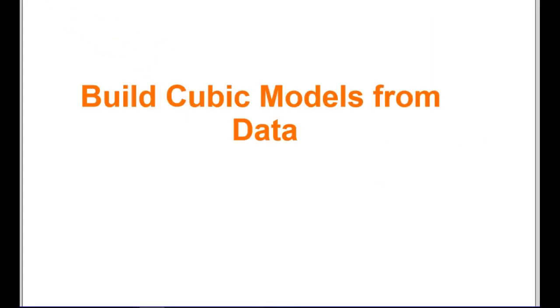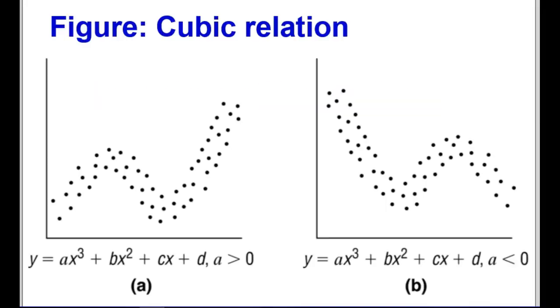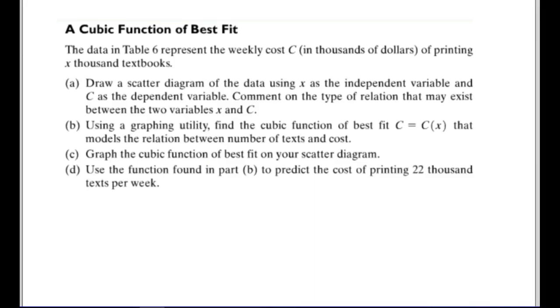So now here's our last learning target. We're going to be building cubic models from data. Okay, so a cubic relation is where I have my degree of 3. So this is kind of what I'm looking like. So when A, right, and we always want to deal with A. When A is positive, I start at the bottom and go up. When A is negative, I start up, I have some turning points, and I go down. Those are the general looks of that cubic function.